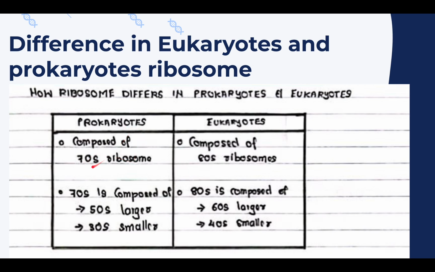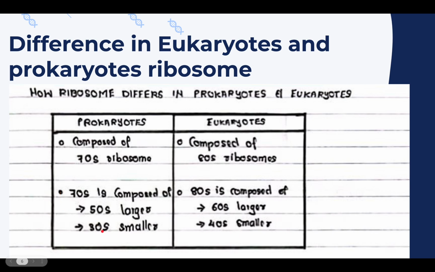So in prokaryotes it is 70S ribosome, and in eukaryotes it is 80S ribosome. Any ribosome is composed of two units. One is called the larger unit, and one is called the smaller unit. The larger one is obviously bigger in size, and the smaller one is smaller in size. So in prokaryotes, 70S is composed of two, 50S and 30S. This is 30, right? This might look like 80, but no, it's 30.